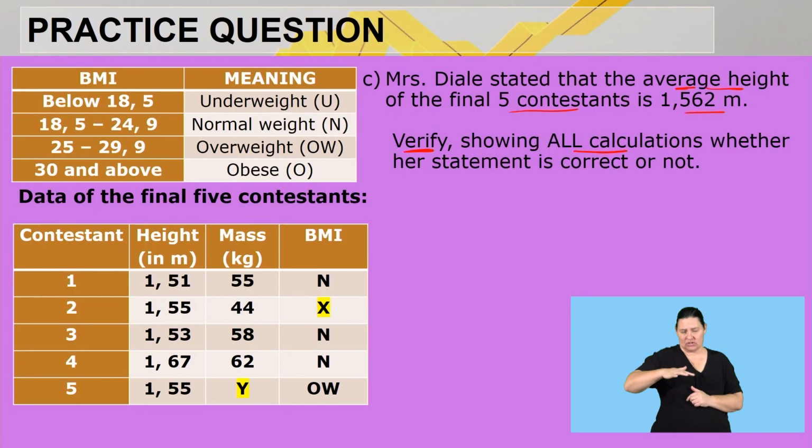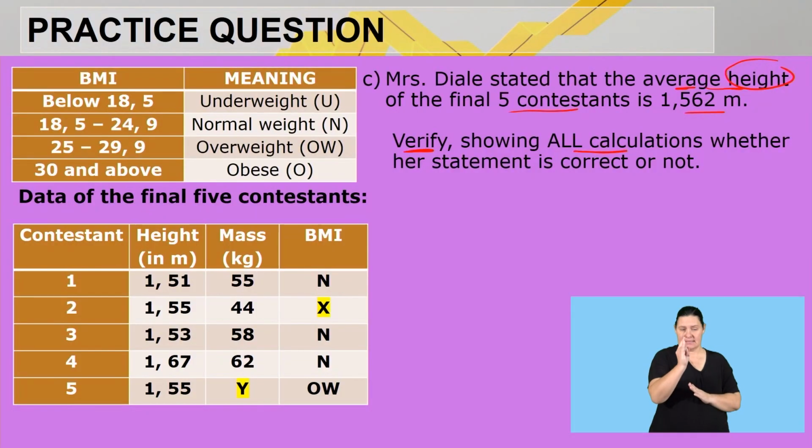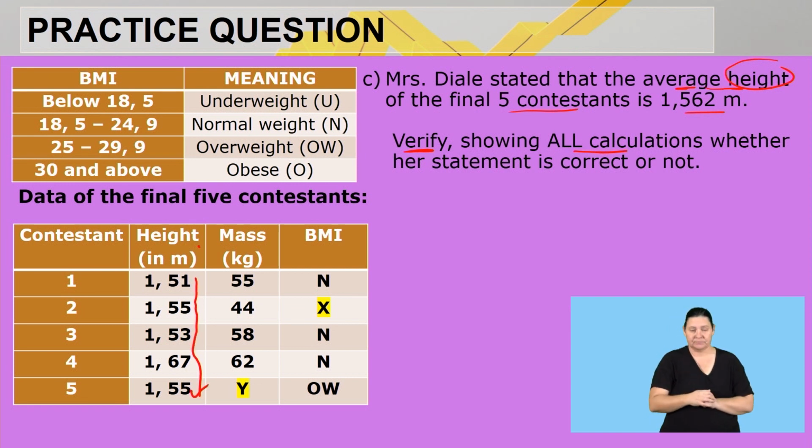Now, with this specific question, we are bringing in another concept, and that is the average, still part of data handling. How do we determine the average again? We take the sum total by adding all the values together, divided by how many numbers we have in our data set. Now, we're working with the height. Here's the height in meters, so I'm going to have to work with the values here. We agree on that.